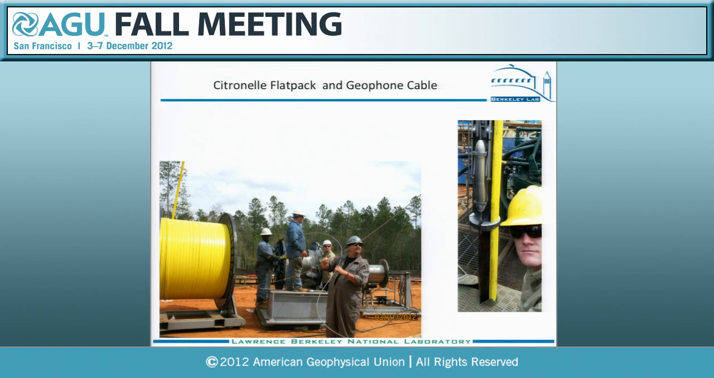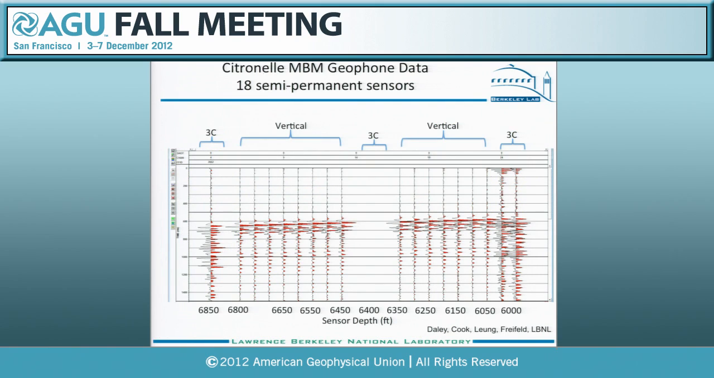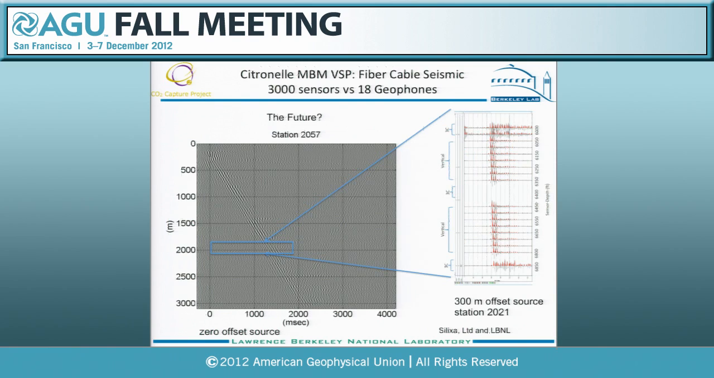So now we employ this with just this one yellow flat pack and another spool for geophones. You see a geophone there. We can have these in a semi-permanent deployment and get seismic data that looks like this, pretty good quality, over about 1,000 feet in the well. And this is right now pretty much the state of the art to get a permanent string of geophones deployed in the well. But to look forward, a field test we did here at this Citronelle site is to look at fiber optic cable itself as a sensor.